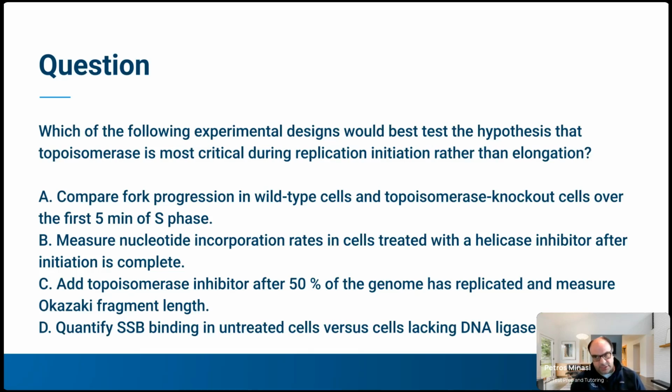So with this question, you do need to go through each of the answer choices, right? So compare the fork progression in wild type cells and in topoisomerase knockout cells. So wild type, of course, means it has everything. Topoisomerase knockout means you removed the topoisomerase over the first 5 minutes of the S phase. Now, here's my question. Why the S phase? What's so special about the S phase? Because we haven't talked about the S phase. The passage didn't mention the S phase. What happens during the S phase in the life cycle of a cell?